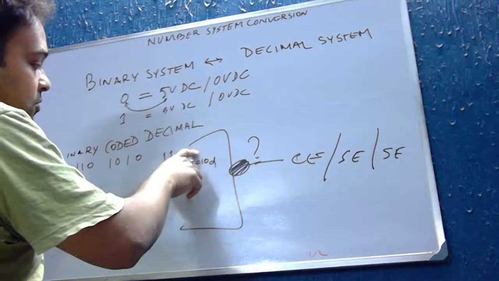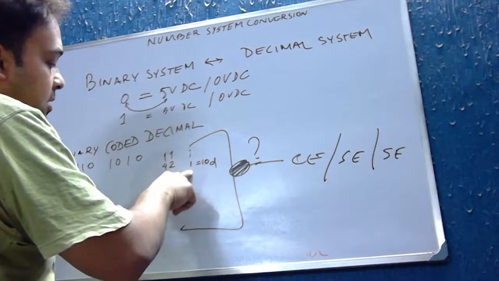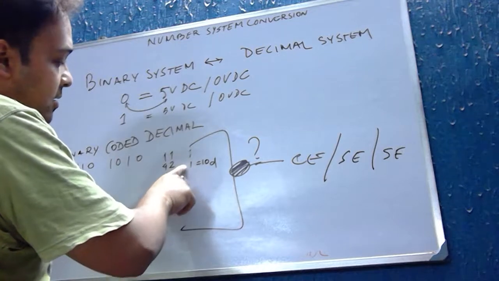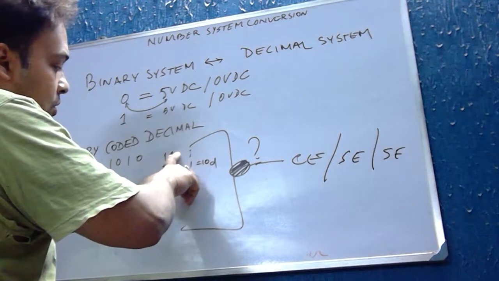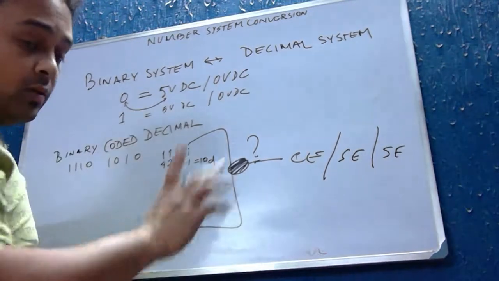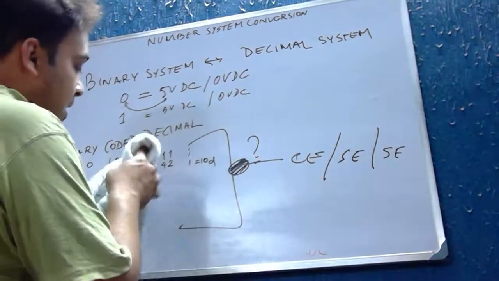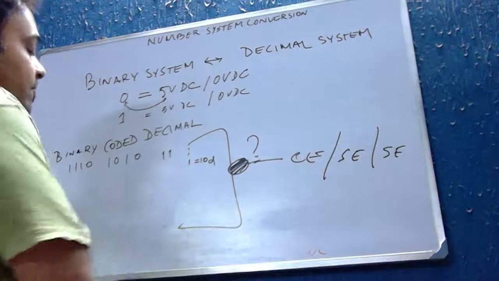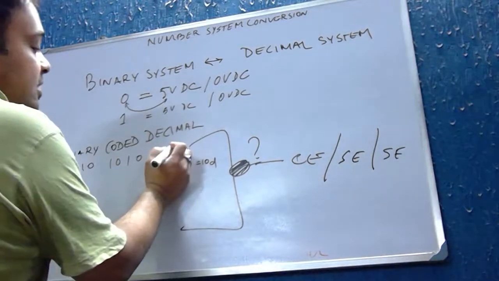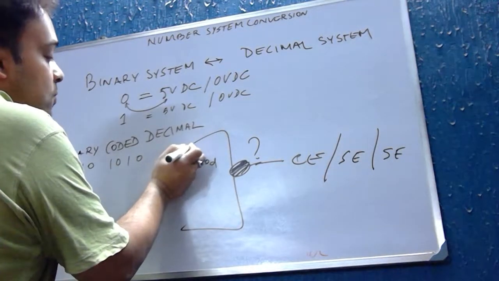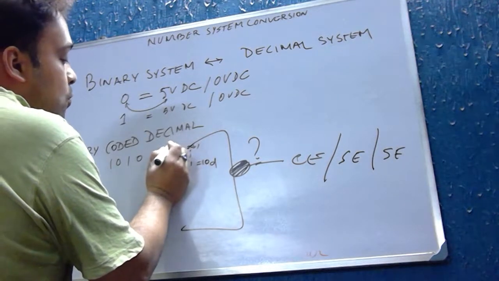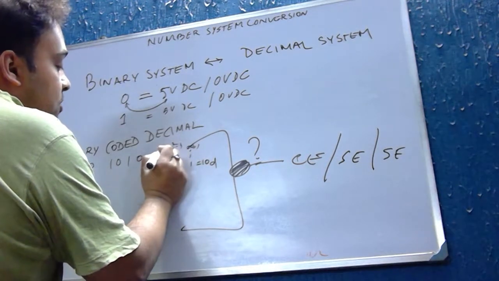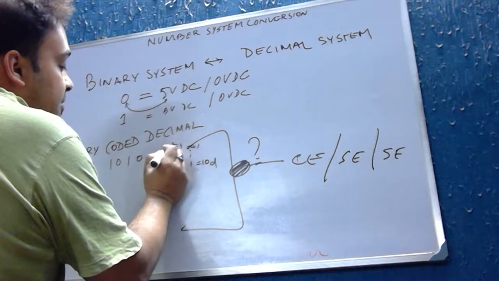1101. This is 2 to the power 0, that's 1. This is nothing. This is 0, 1, 2, that's 4. Sorry, I'm so sorry. This is 2 to the power of 0, that is 1. This is 2 to the power of 2, that is 4. And this is 2 to the power of 3, that's 8.